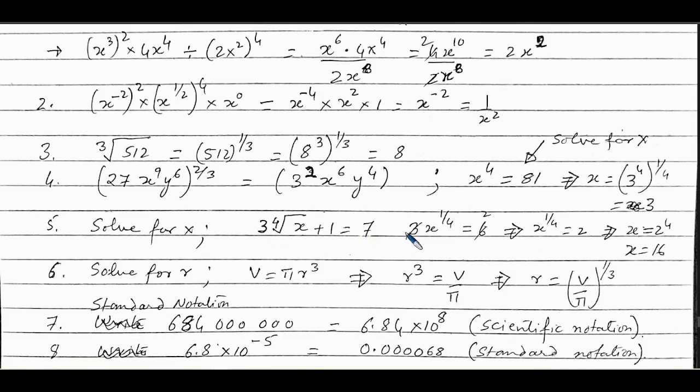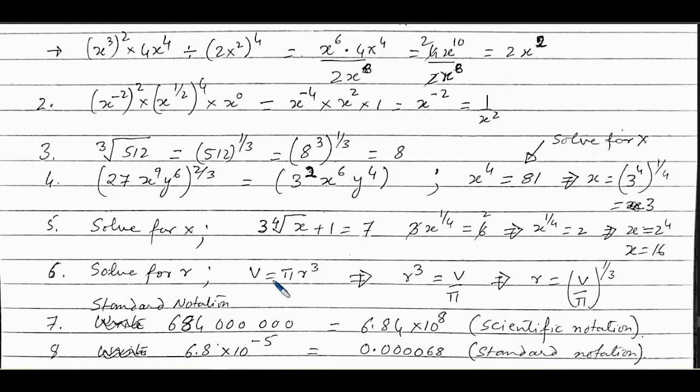So I expand this. 3x to the power 1 by 4. 7 minus 1 is 6. So this 3 gets cancelled. So this is 2. So x to the power 1 by 4 is 2. So x is equal to, this 4, which is the denominator, will go to the other side to the exponent numerator. So x is equal to 2 to the power 4, so x is 16. For this equation, x is equal to 16.